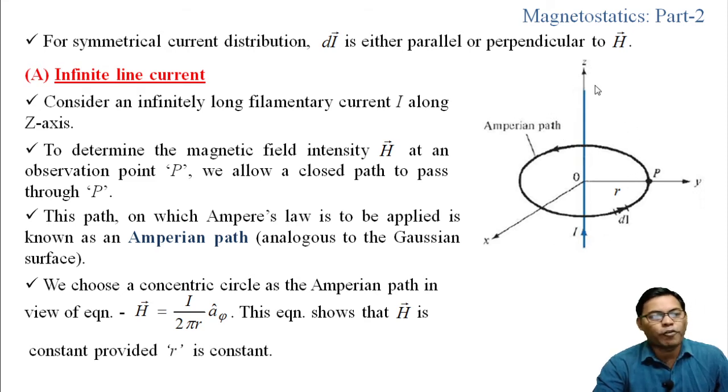In this diagram, we have considered an infinitely long filamentary current carrying conductor placed along the z axis, and through this conductor the current I is flowing. Now we want to find the magnetic field intensity at the observation point P here. To find the magnetic field intensity at this point P, we need to draw a closed path in which P is present. So here you can see that we allow a closed path to pass through P.